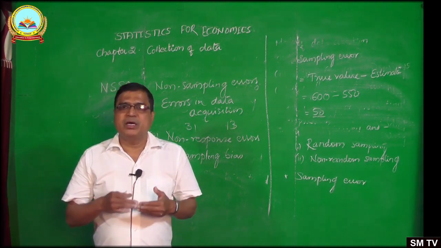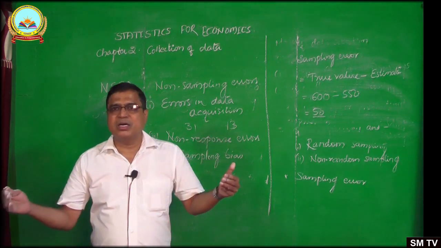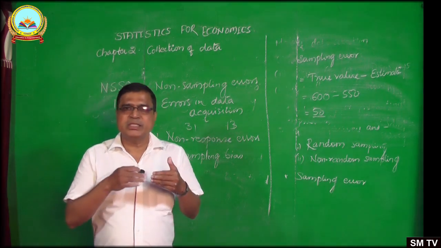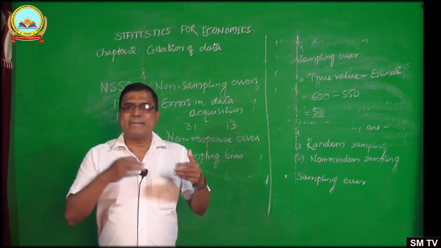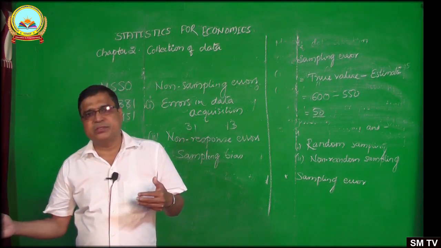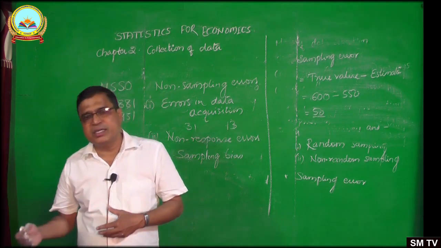What is meant by primary and secondary sources of data, modes of collecting the data, census and sample surveys, and sampling error and non-sampling errors. So this is what is studied in the second chapter.